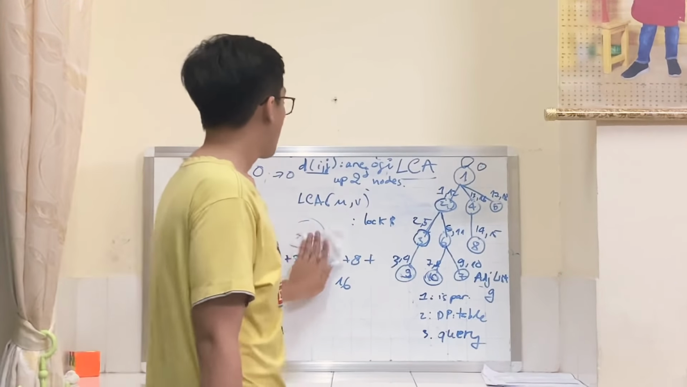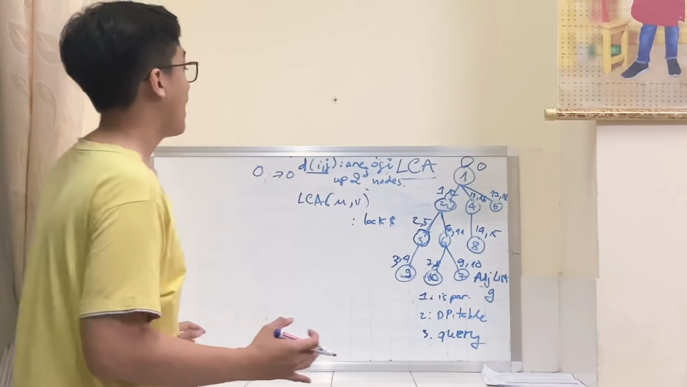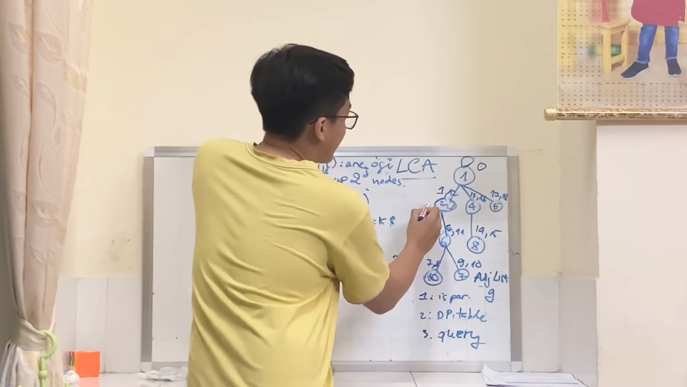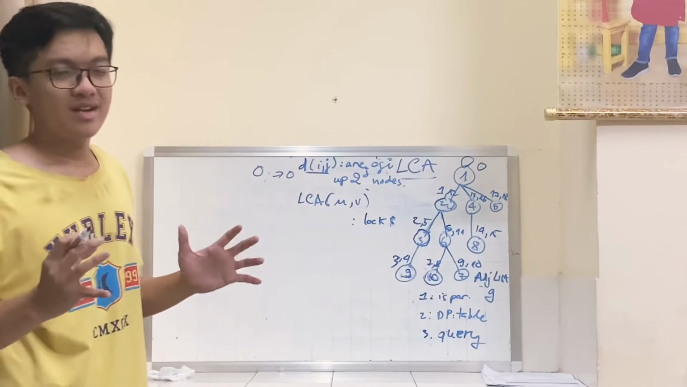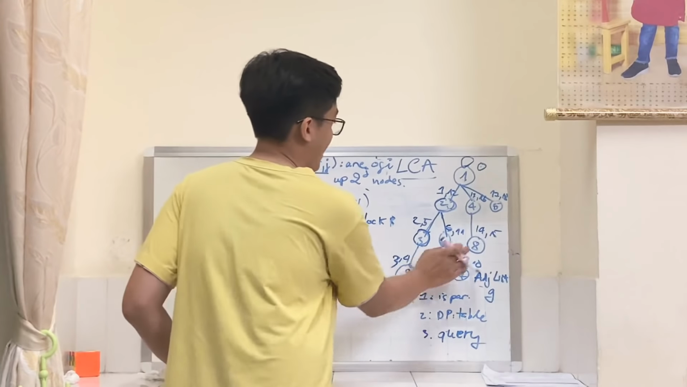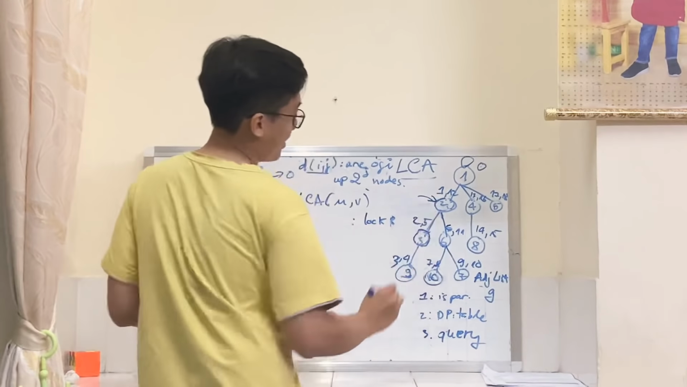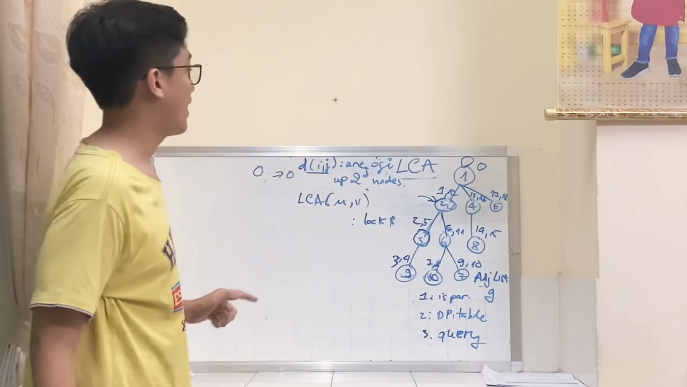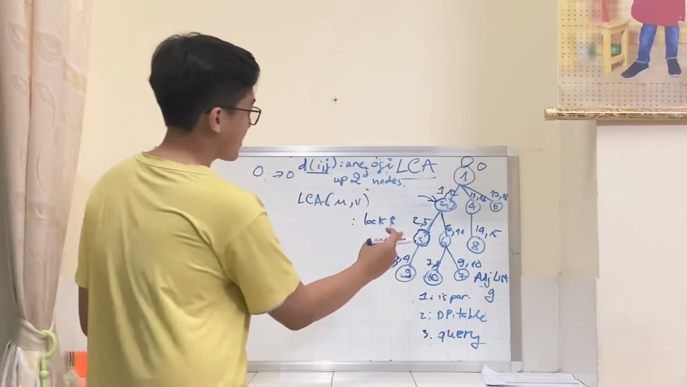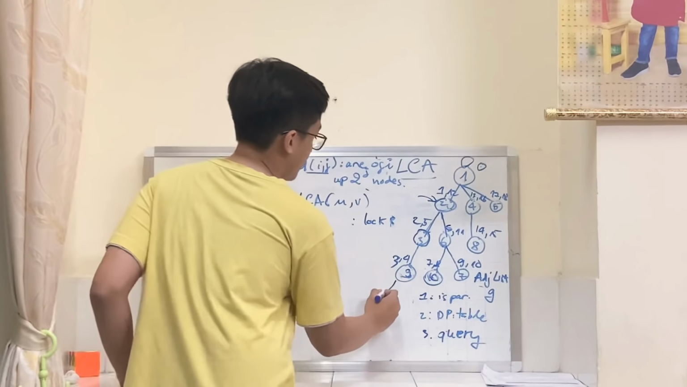For example, in LCA querying, you want to find the lowest common ancestor of two nodes, for example nodes 9 and 8. I want to traverse to only this node, and you can see it takes path 3. It takes 2 edges. For example, like I want to go here.